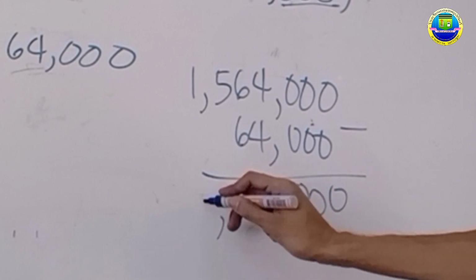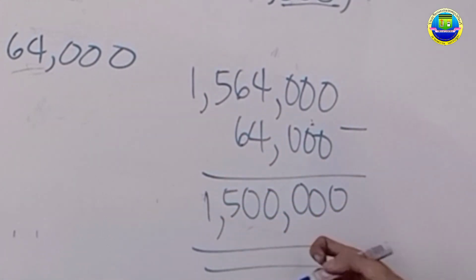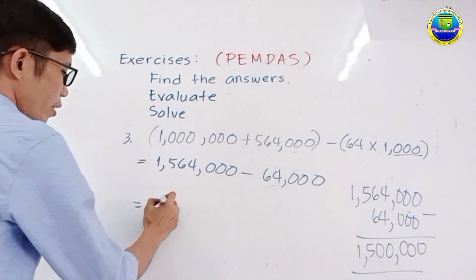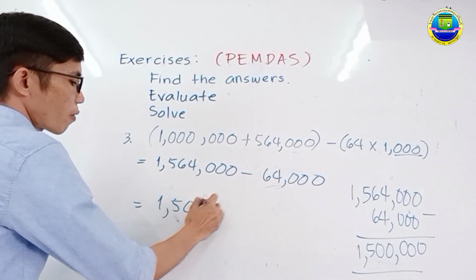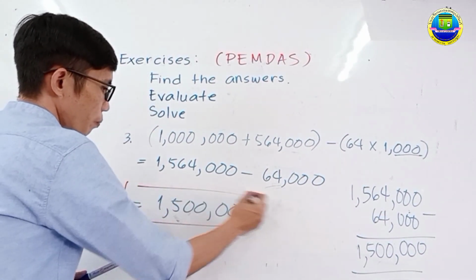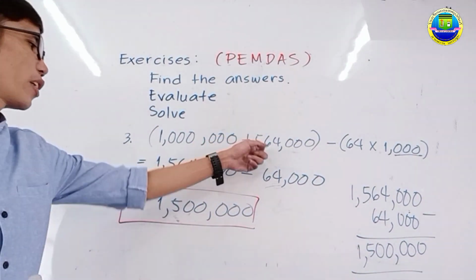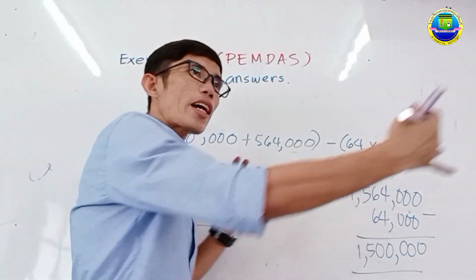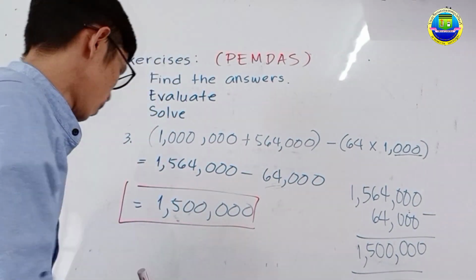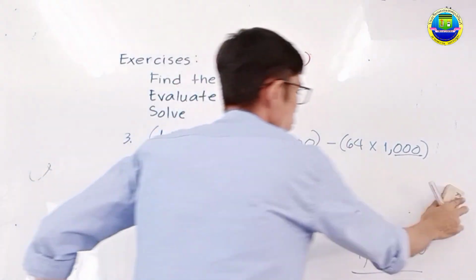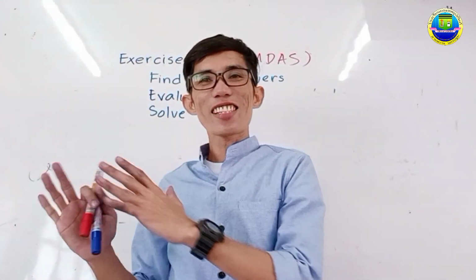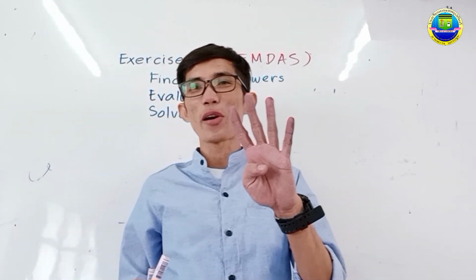Bring down 5, bring down 1. So the final answer is 1,500,000. So we can copy the answer here, 1,500,000. Very easy. Okay. So perform the operation here. Then after that, subtract the two numbers. Very easy. Okay, next. So example number 4. Okay, last example, we have example number 4.